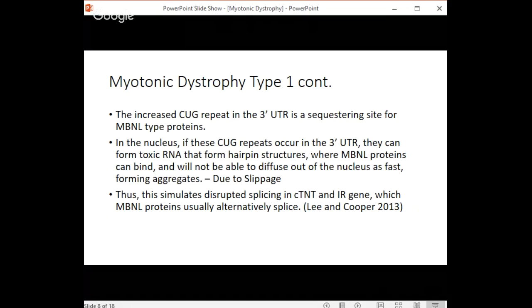So this stimulates the disrupted splicing in the CTNT gene and the IR gene. CTNT is the cardiac muscle troponin 2 gene, and this usually regulates muscle interactions and leads to different cardiomyopathy if it's messed up. It also disrupts splicing in IR, and IR is the insulin receptor gene, and we'll go into that a little bit later as well.